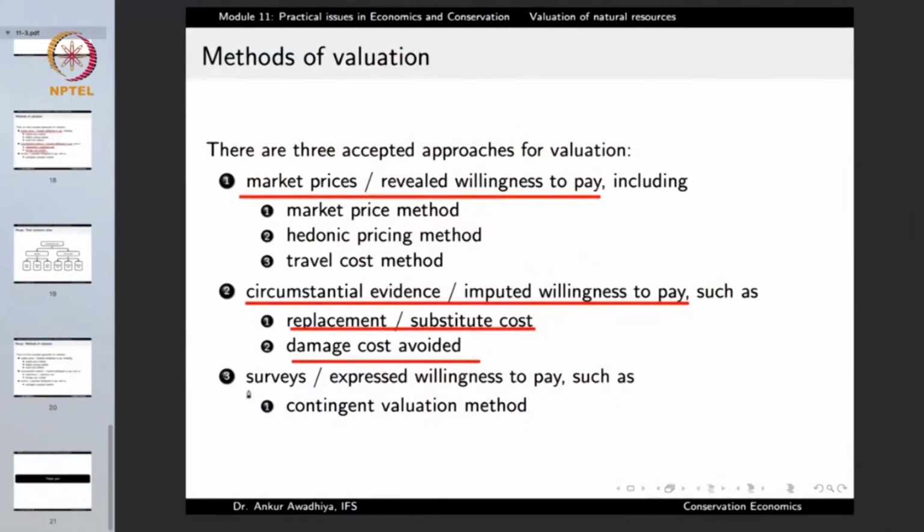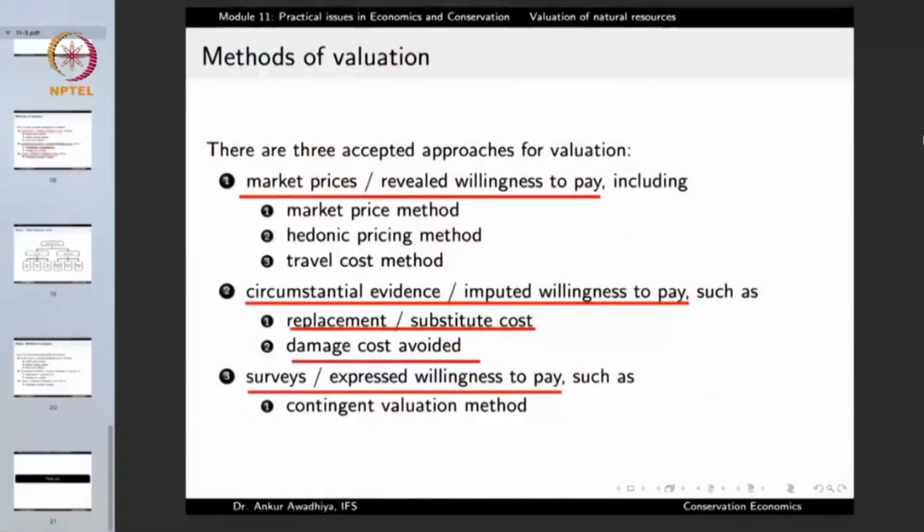And a third method of valuation is surveys or express willingness to pay, such as the contingent valuation method. Now, in this case, you ask people the question: there is this forest, and you give them a hypothetical situation that the government has decided that this forest should be cut down. The government is cutting down this forest to sell off this land, but if we pay to the government in the form of a tax, then probably the government will not cut down this forest. What is the maximum amount that you are willing to pay?